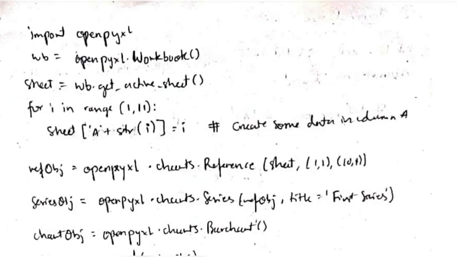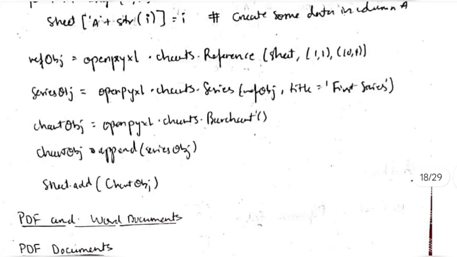Okay, and after that you are using the bar chart, and finally you will be appending those. Okay, append series object, and after that you will be adding the chart object to the main file. Okay, after that we have the PDF documents and Word documents.